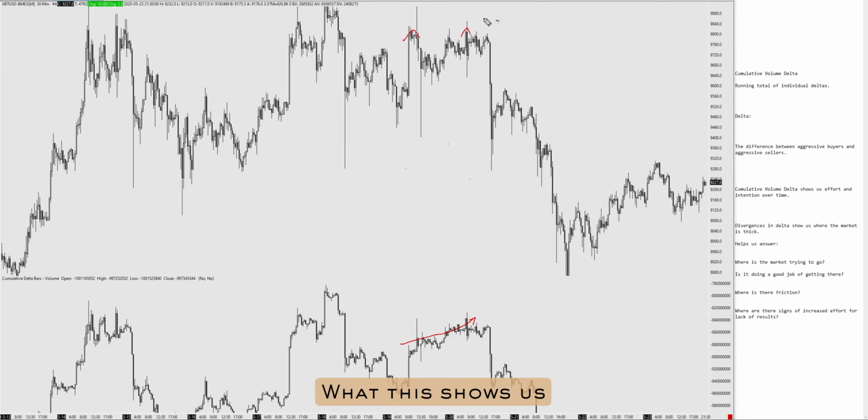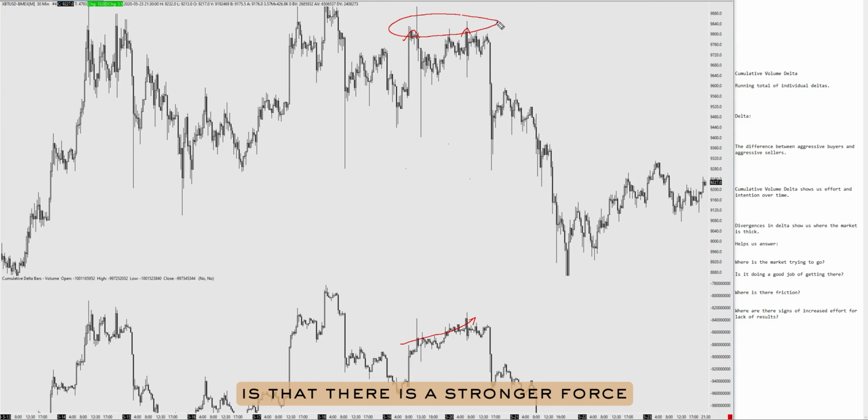Okay, what this shows us is that there is a stronger force on the other side of all that activity, right? At this point, this is one of the most useful tools that we can use to set ourselves up in the right directional bias. Okay, we know that the opposing force is right here.